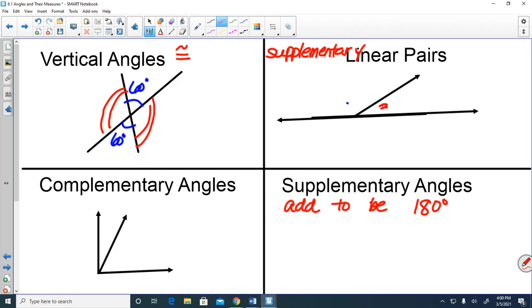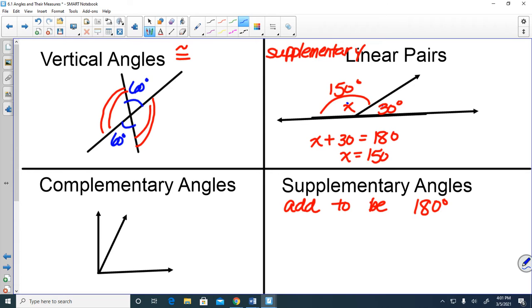So if I know that this angle is 30 degrees and I know that I have a linear pair, then I can find the other one by doing, let's call this x. X plus 30, they have to add to be 180 degrees. I can subtract 30 on both sides. X would be 150. So this angle x measures 150 degrees.